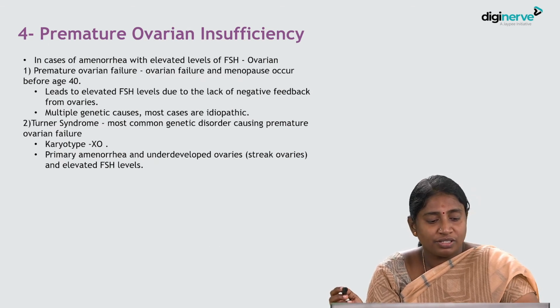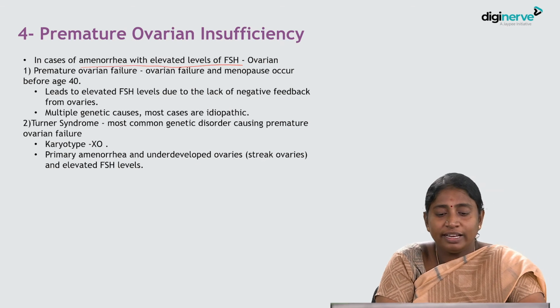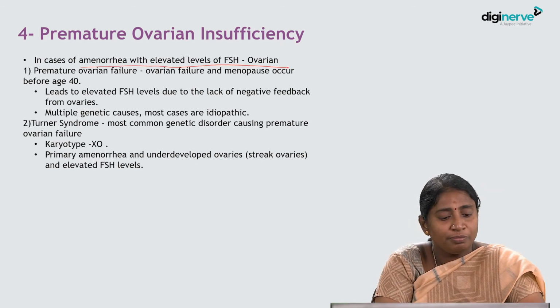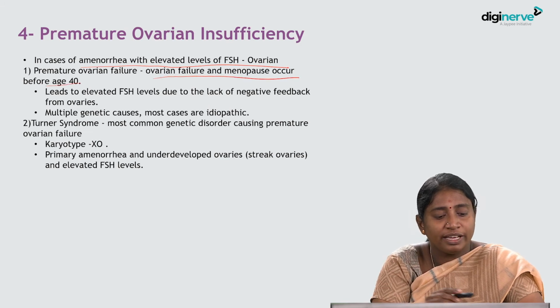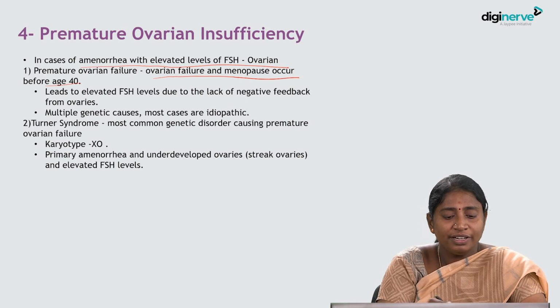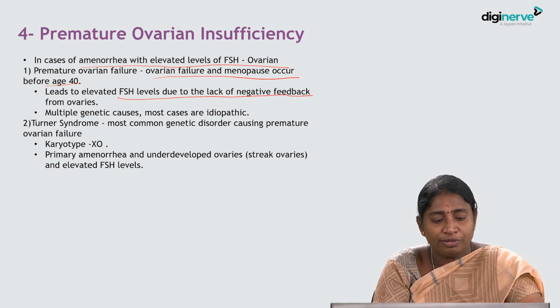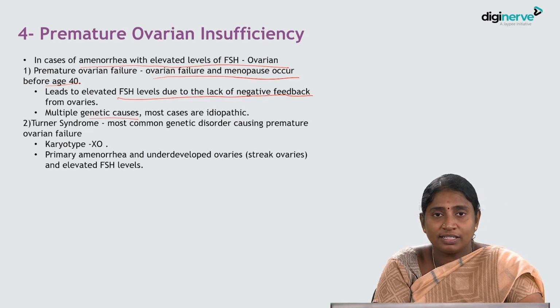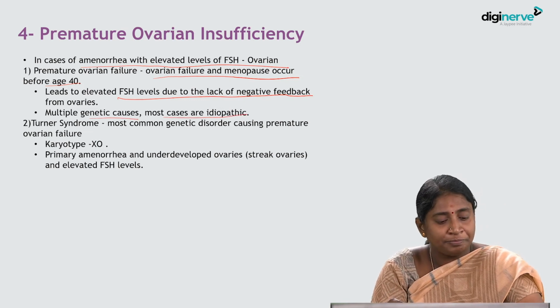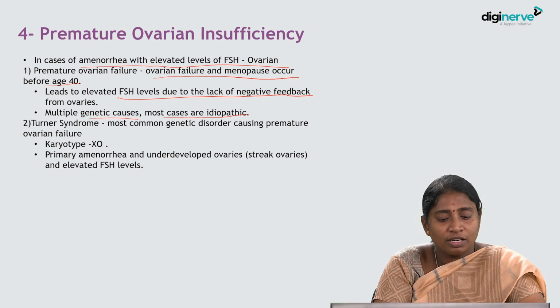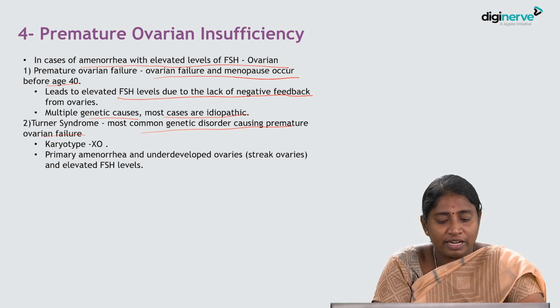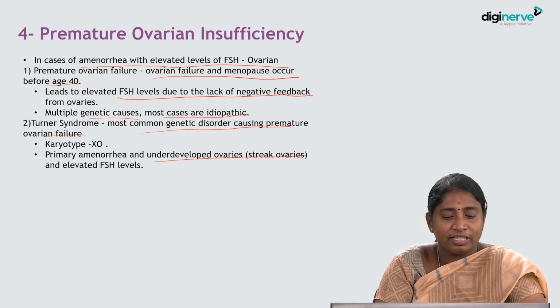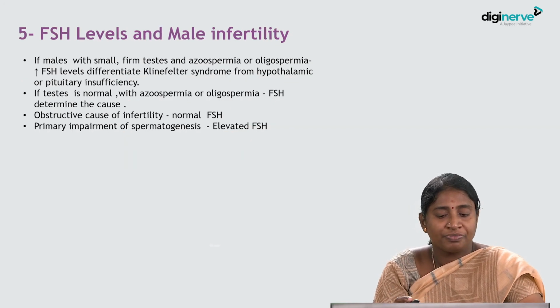Premature ovarian insufficiency. In case of amenorrhea with elevated levels of FSH, premature ovarian failure occurs. Ovarian failure and menopause occur before the age of 40, leading to an elevated FSH level due to lack of negative feedback from the ovary. There are multiple genetic causes, but most cases are idiopathic. Turner syndrome is the most common genetic disorder causing premature ovarian failure, due to karyotype XO, or a primary amenorrhea with underdeveloped ovaries or streak ovaries with elevated FSH levels.